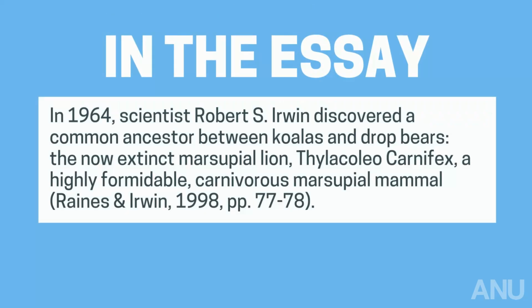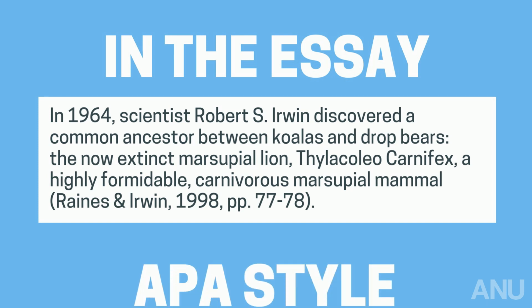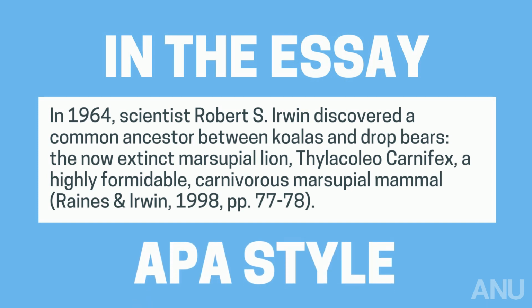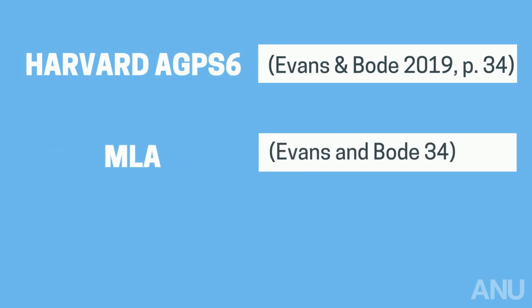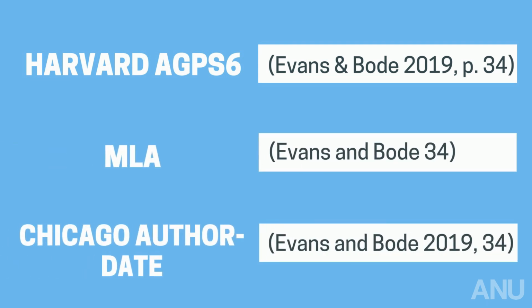When you see an in-text reference, it will look something like this. Shown here in APA style, the first part is the surname of the author or authors, followed by the year of publication and the page number. This will look slightly different depending on the in-text style, but not radically. This is Harvard AGPS 6. This is MLA. And this is Chicago author date.